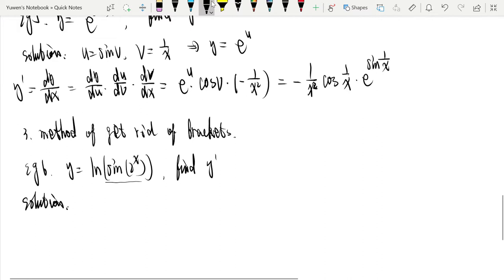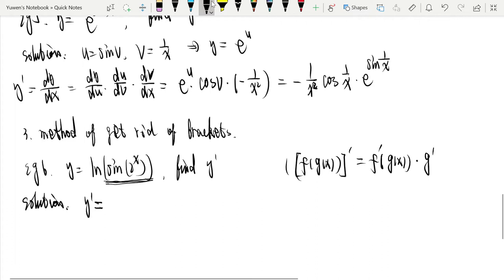What does this mean? For y prime, y is log of something. We view this bracket as a whole, because we know that for f of g of x, the derivative of this form is, first, we regard g of x as one variable, and then take the derivative. First, we take the derivative in terms of g of x. We regard g of x as a whole, or as an intermediate variable. That is, each bracket represents a variable. So we view this big bracket as a variable.